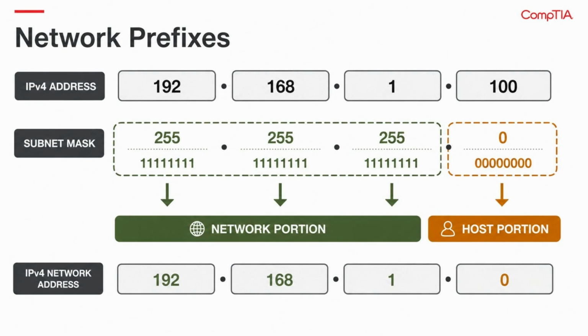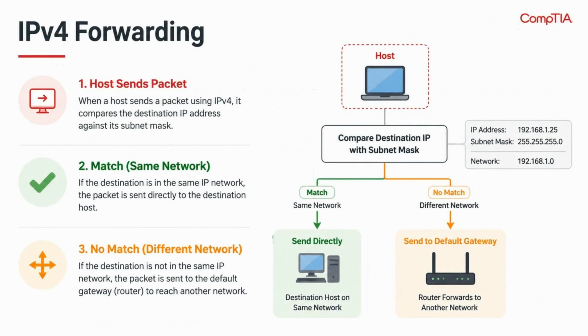Here's network prefixes shown visually. Notice how the subnet mask lines up against the IP address to separate the network portion from the host portion. When a host sends a packet over IPv4, it compares the source and destination against its own subnet mask. If they match, the destination is assumed to be on the same IP network. If they don't match, the host assumes the packet needs to be routed to a different IP network entirely.